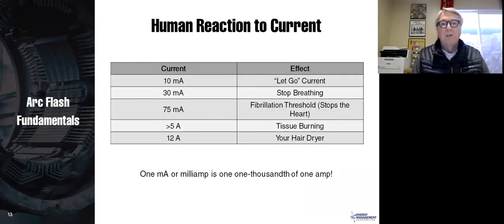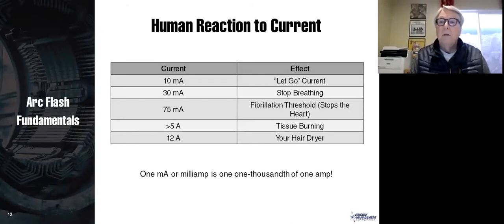This is human reaction to current. 10 milliamps is the let go current. Above 10 milliamps, you can't let go, and that's why our ground fault circuit interrupters will trip at about 5 or 6 milliamps. They are not going to protect you from shock, but they are going to trip before the current gets high enough that you can't let go of the wire.